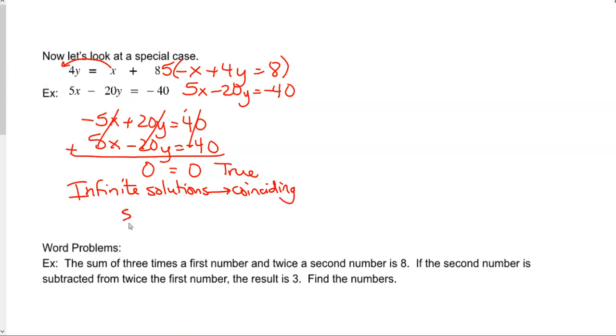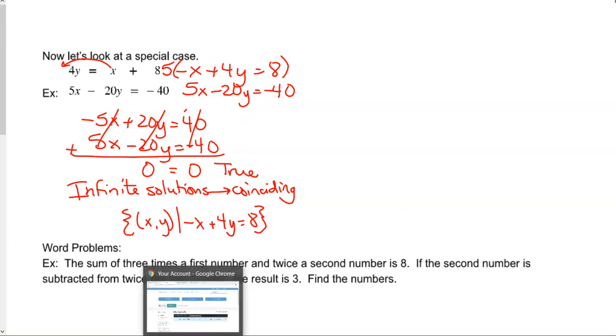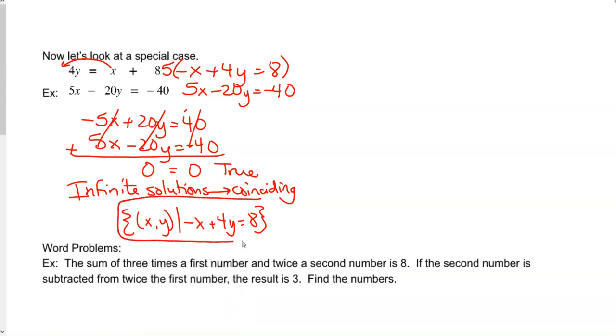So the answer is going to be all xy such that I'm on one of these lines. It doesn't matter which one that you choose. You could say you're on negative x plus 4y equals 8, or you could put 5x minus 20y equals negative 40 here. Just put one of the lines there. It doesn't matter which one. And this would be your answer. Okay, so that's if you have a true statement.